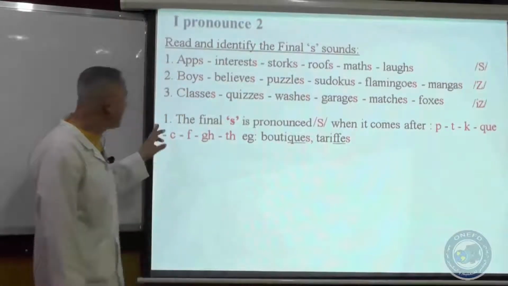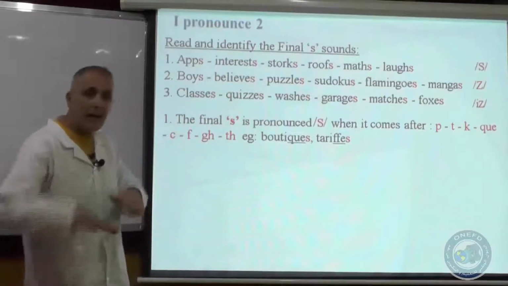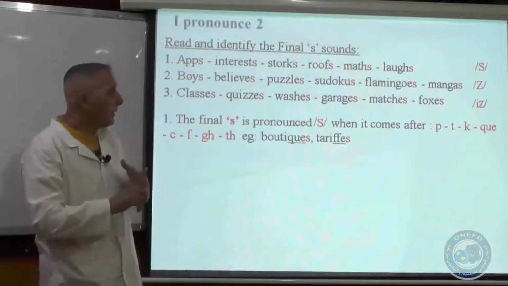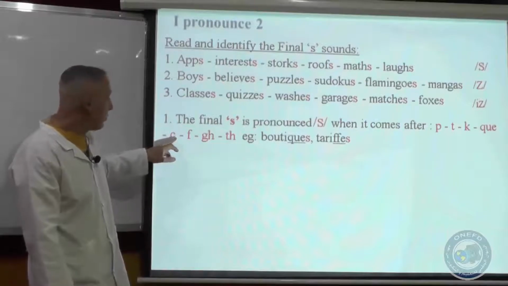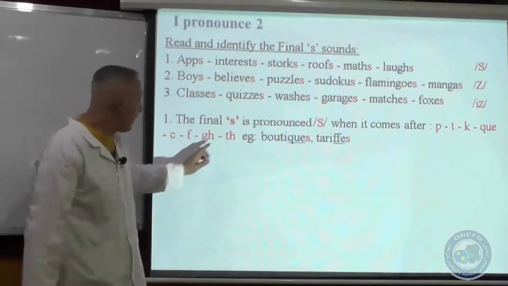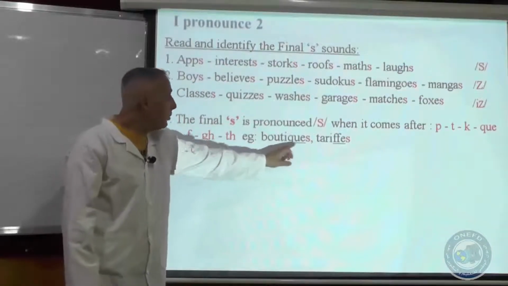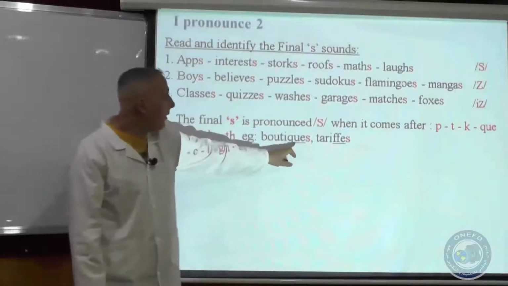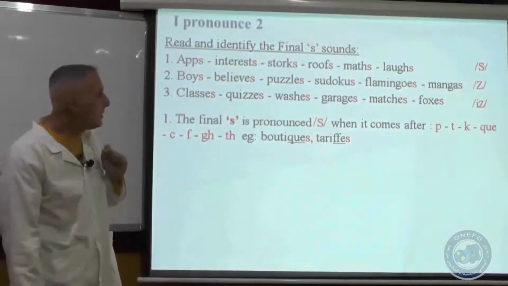The first rule: the final S is pronounced S when it comes after P, T, K, or Q, or C, like electronic. F, GH, we pronounce it F, and TH. Example, boutiques, tariffs. Look here, we have K, and here we have F, so we pronounce it S.